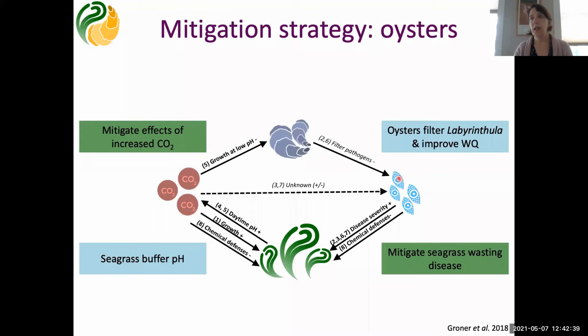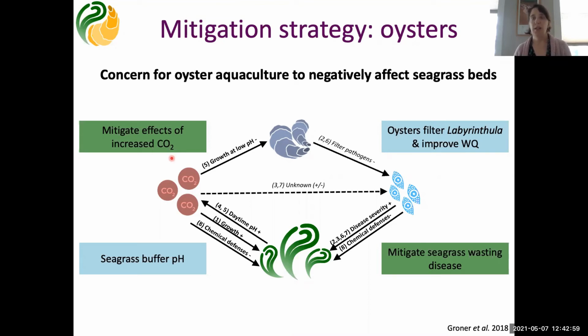And we were really looking at a couple of components: whether oysters could filter the Labyrinthula and improve water quality, which would mitigate seagrass wasting disease, and also whether seagrass could buffer pH and mitigate the effects of increased CO2. And of course, this is on top of the fact that there's a lot of concern, I think, on both coasts of the US that oyster aquaculture can negatively affect seagrass beds. So the interest here is in showing whether there might be a positive interaction between oysters and seagrass.